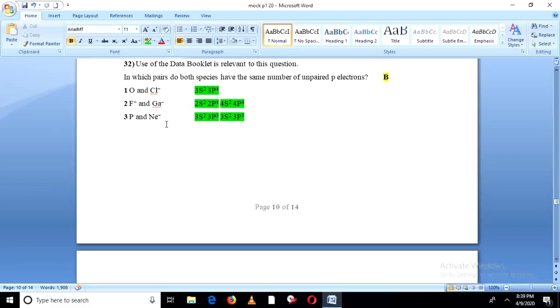In the case of phosphorus and neon positive, the third statement, the electronic configurations are different. Phosphorus contains three unpaired electrons, while neon positive contains one unpaired electron. So the statements that fit are statement number 1 and 2. So the best option to be opted for is B.